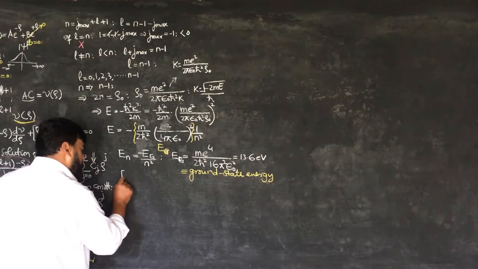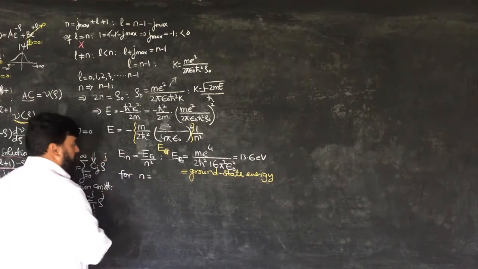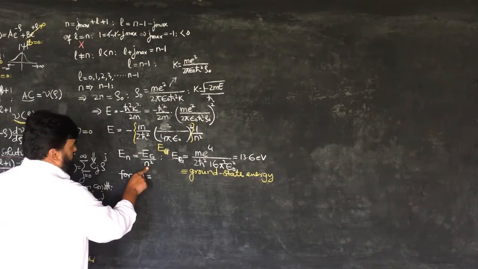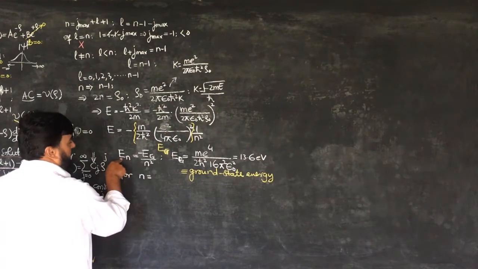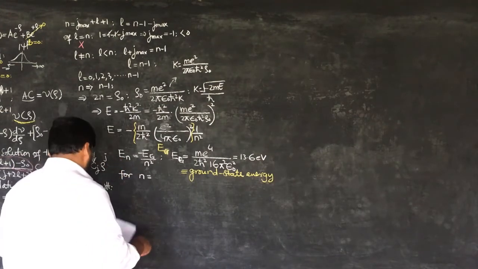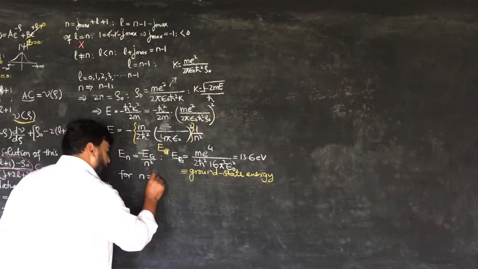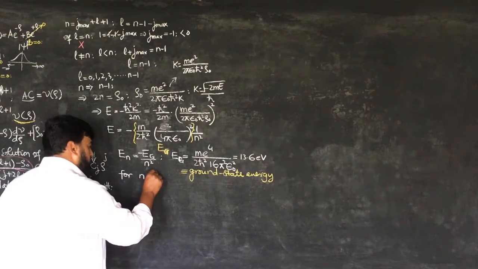Now what should be the value of n? N cannot be 0 because any other higher energy will become undefined. And I can write from here that this n should start from 1.